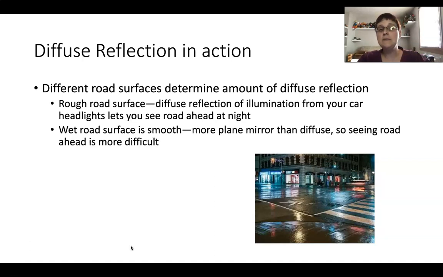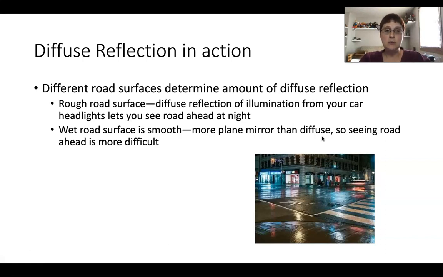This is very different when it's raining. When the road is wet, you get what you see down here. The wet road surface gets filled in, so there's not a rough road anymore. It acts more like one of those plane mirrors. It acts like a flat, shiny surface. And so it's not going to act as much as diffuse, and so seeing the road is going to be a lot more difficult.